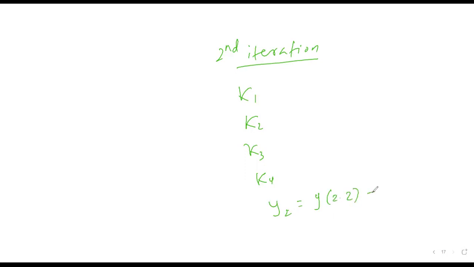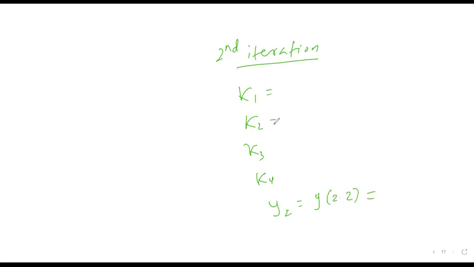Okay, so we have 3 to 4 minutes. So can you answer me the second iteration? So what are k1, k2, k3, k4, as well as y2, which is y at 2.2.